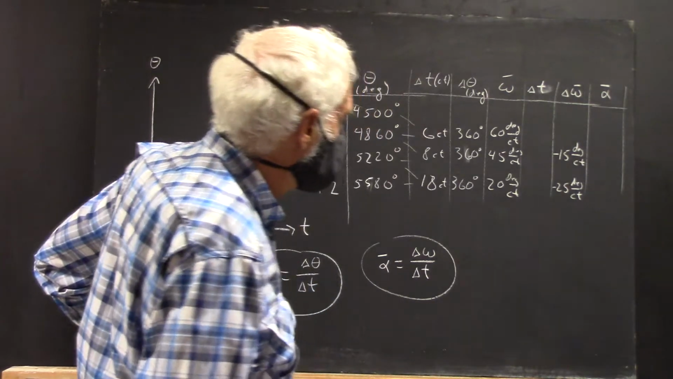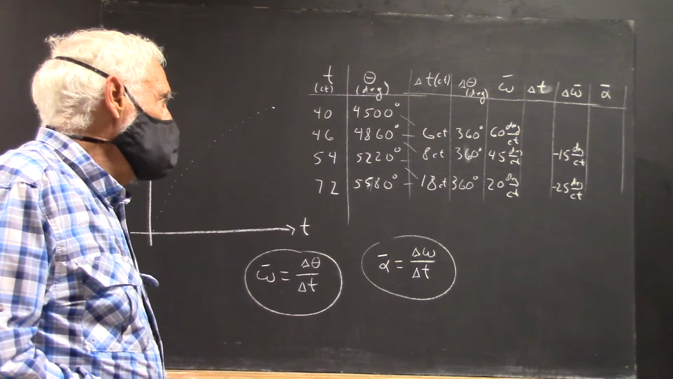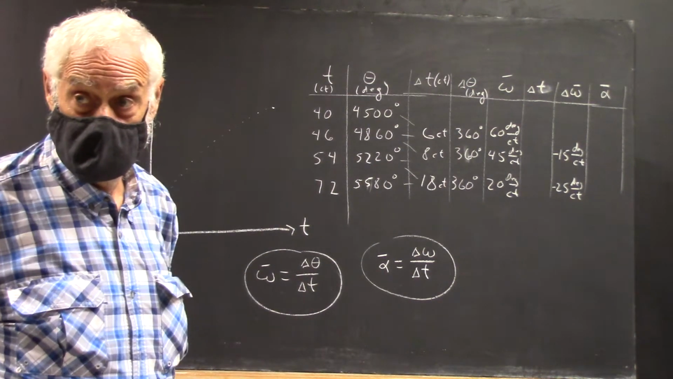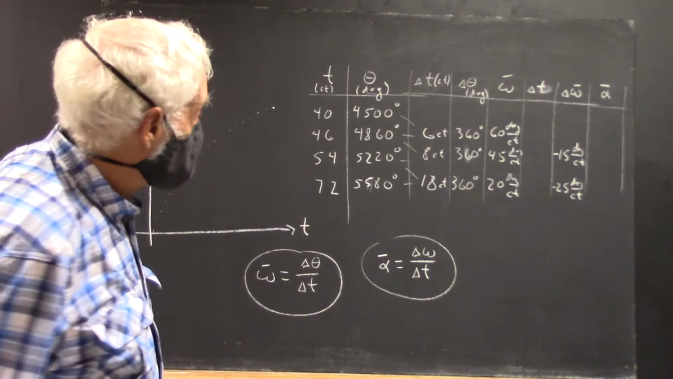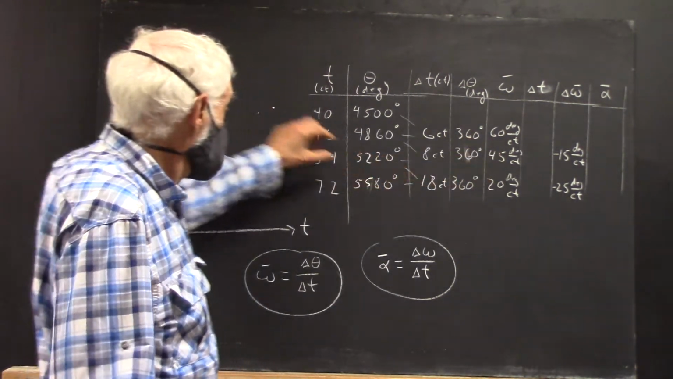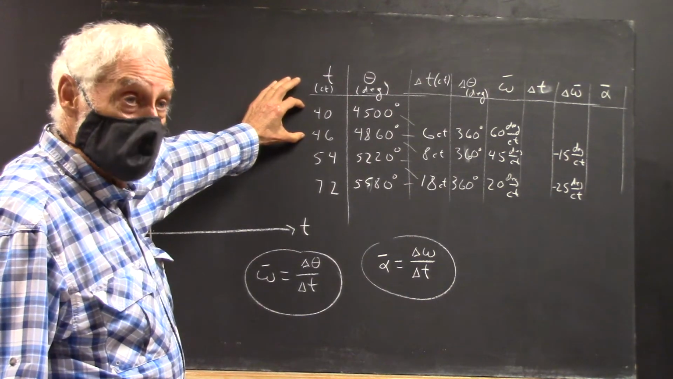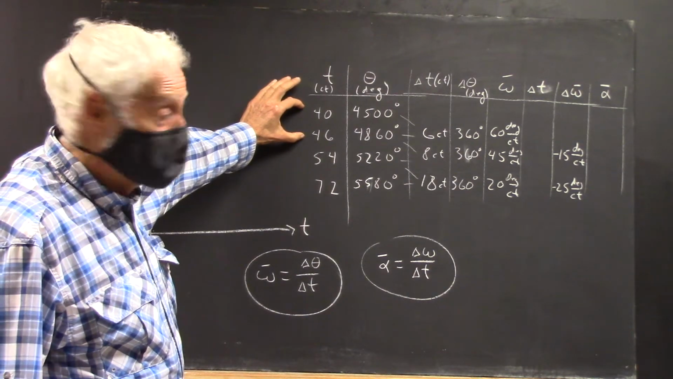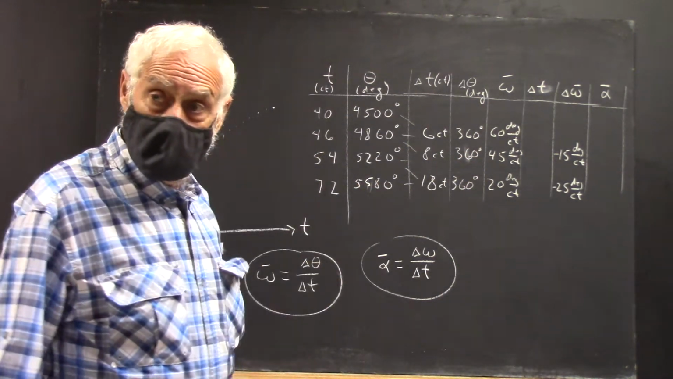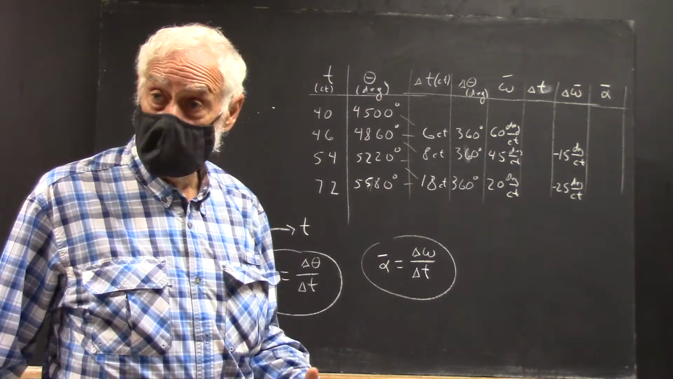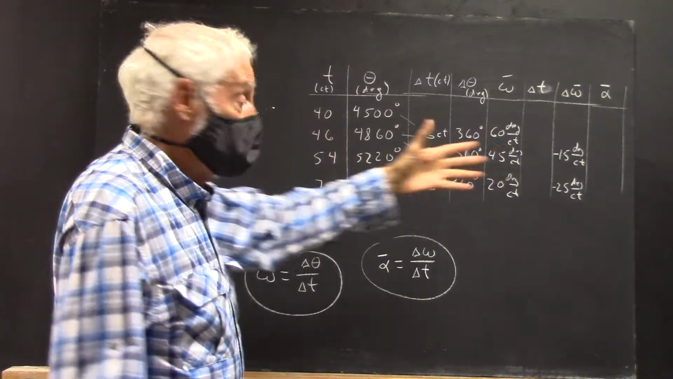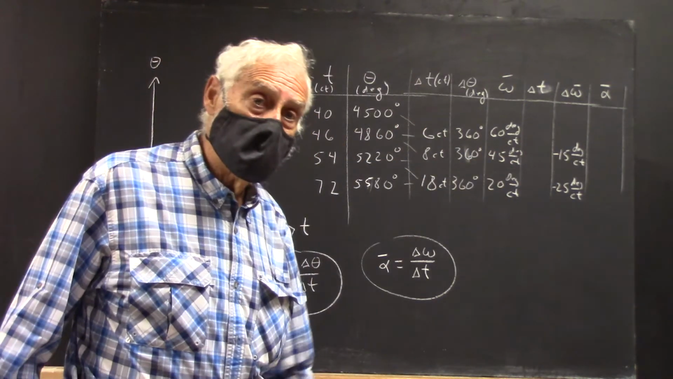Okay, very good. Well, that was easy. Now we've got a complication here in finding delta t. Because this omega bar is associated with this interval, right? And this omega bar is associated with this interval. So we don't have just two numbers associated with this calculation for the delta t. We've got three delta t's involved. How are we going to get around that?